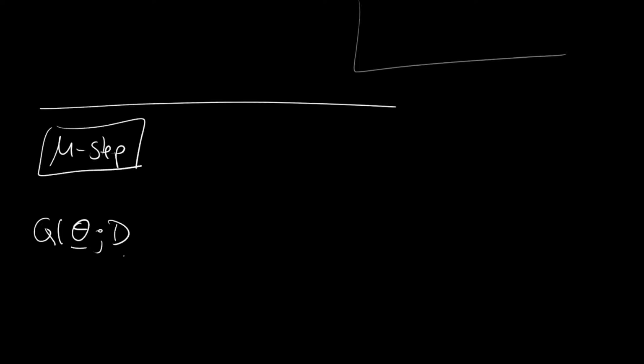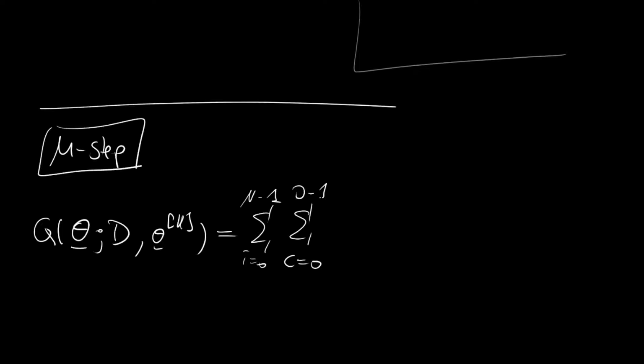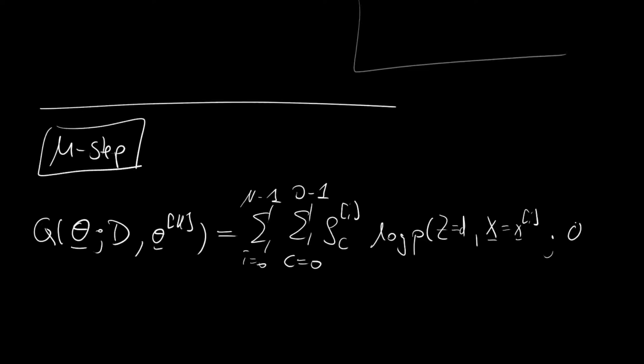And the data set was our n observations with k dimensions each, and also the old parameter set that we used in order to create the responsibilities. And it was defined as the double summation and the summation over the clusters. And here let me switch to the index c. So it's going from c=0 to D-1. So we have to also index the responsibilities with c and with i here. And then we have the log joint, Z being c and X being the observation, but here under our varied parameters.